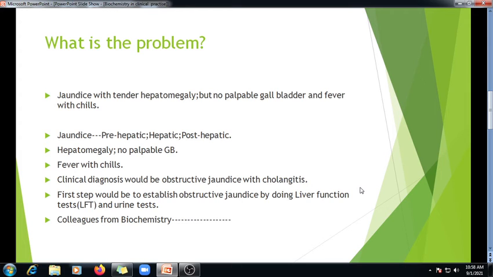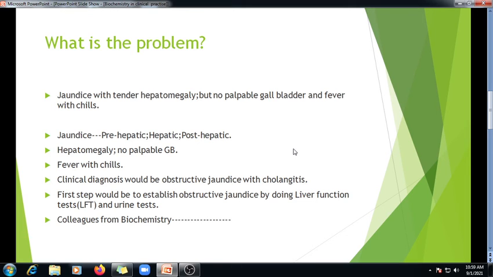Now there is something called Courvoisier's law. You will hear of all these things as you go along. So in this case that is not there. So it gives you a lot of idea. One thing is for sure, the patient has obstructive jaundice. What the causes are, we'll have to find out. So clinically, we would suspect an obstructive jaundice with cholangitis. That's how the presentation is.